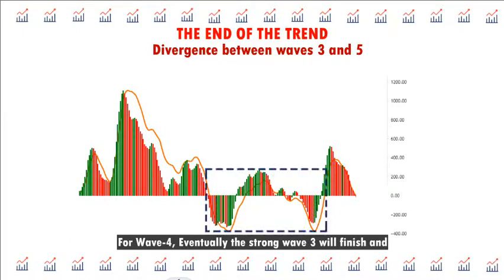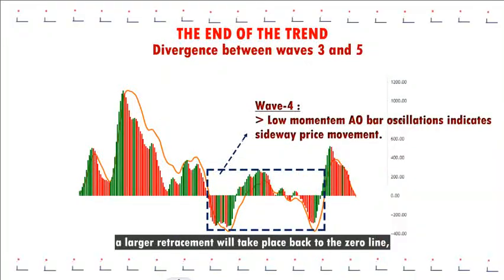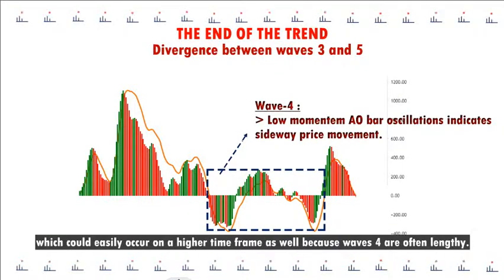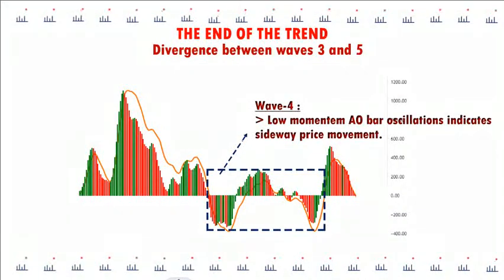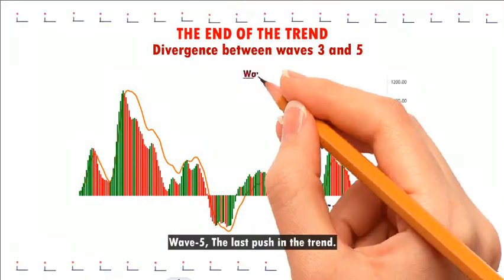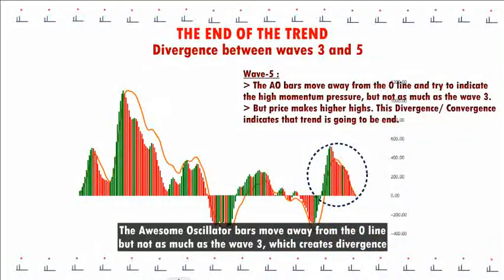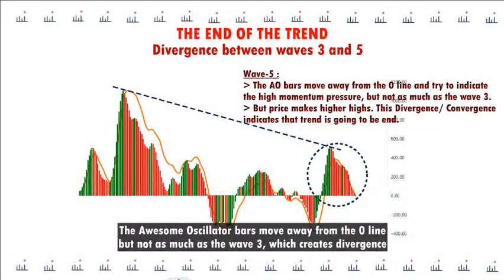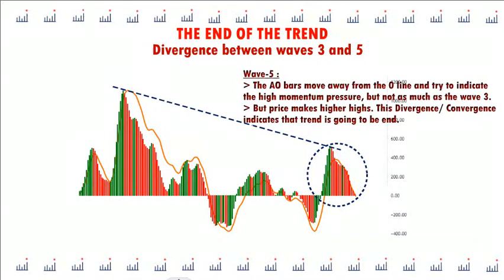For wave 4, eventually the strong wave 3 will finish and a larger retracement will take place back to the zero line, which could easily occur on a higher time frame as well because waves 4 are often lengthy. Wave 5, the last push in the trend. The Awesome Oscillator bars move away from the zero line but not as much as in wave 3, which creates divergence because price does often make a higher high but the Awesome Oscillator does not.